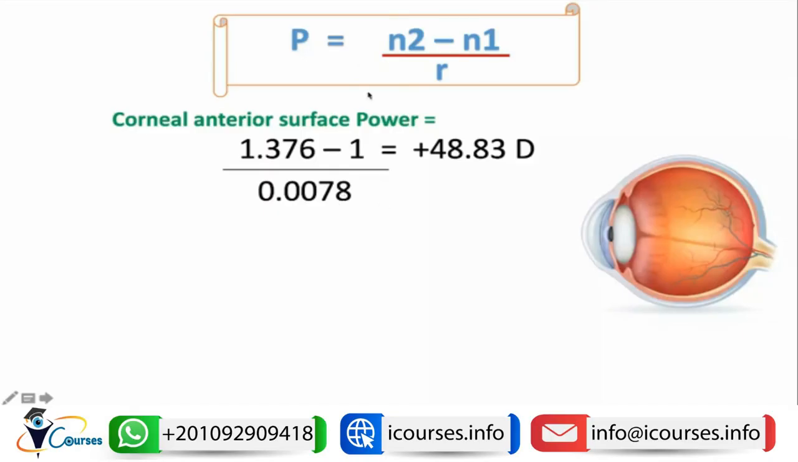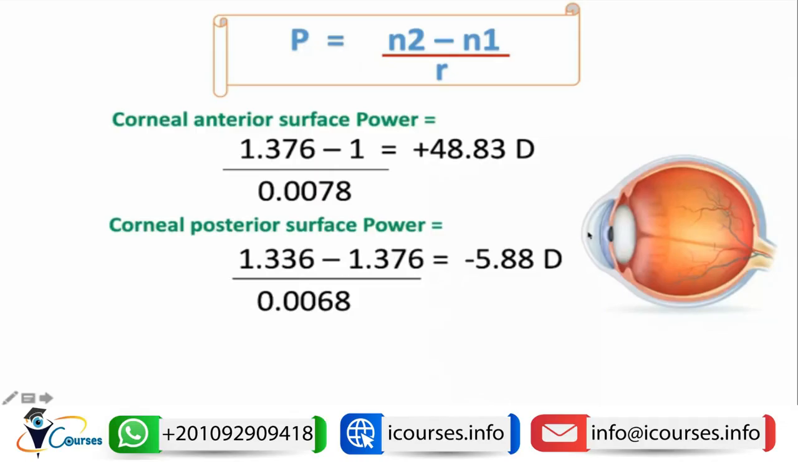And since this rule works only in meters, we convert 7.8 millimeters to the metric value, which will be 0.0078. And by calculation of this formula, we end up with a power of the anterior surface of the cornea of 48.8 diopters. But the cornea doesn't have only an anterior surface, it also has a posterior surface. So this needs to be calculated as well.